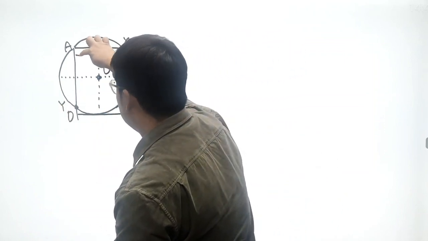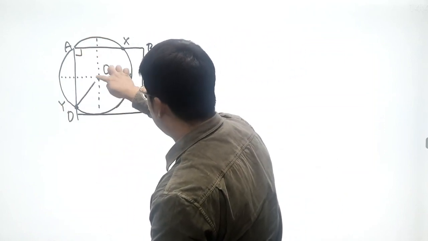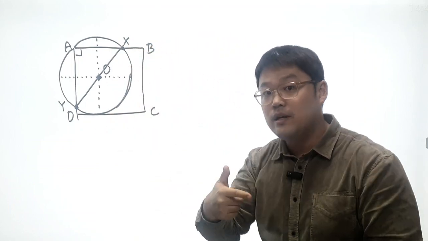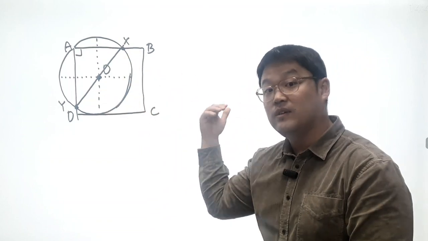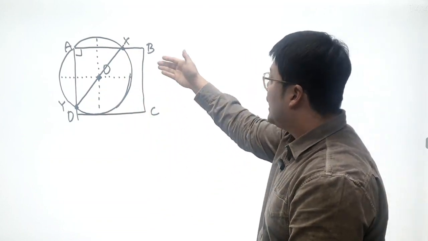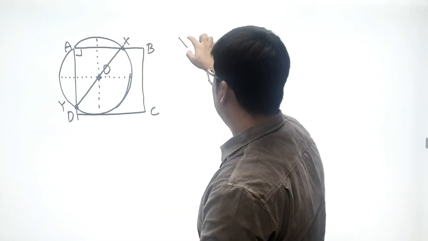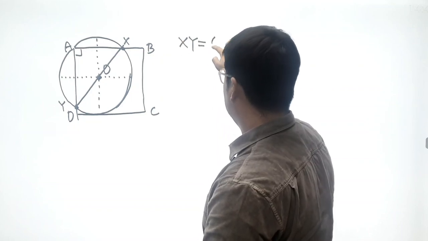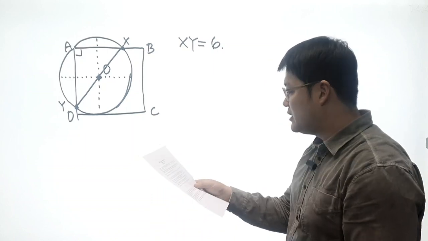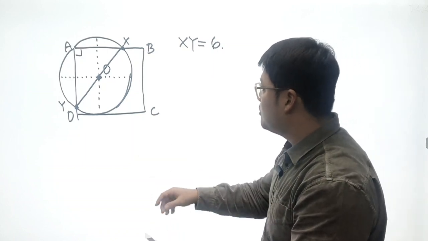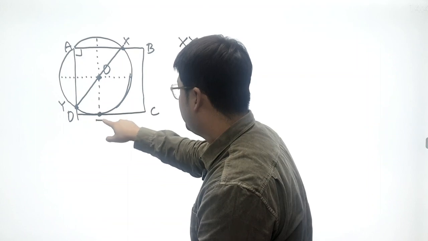All right, check this out. Do you notice that this is 90 degrees? If that's 90, that must be the circumdiameter. Remember, the hypotenuse of a right triangle becomes a circumdiameter of the circumcircle. So XY has a length of 6, which has been given to us. Given that XY equals 6, you need to find AT. Probably that becomes my T.